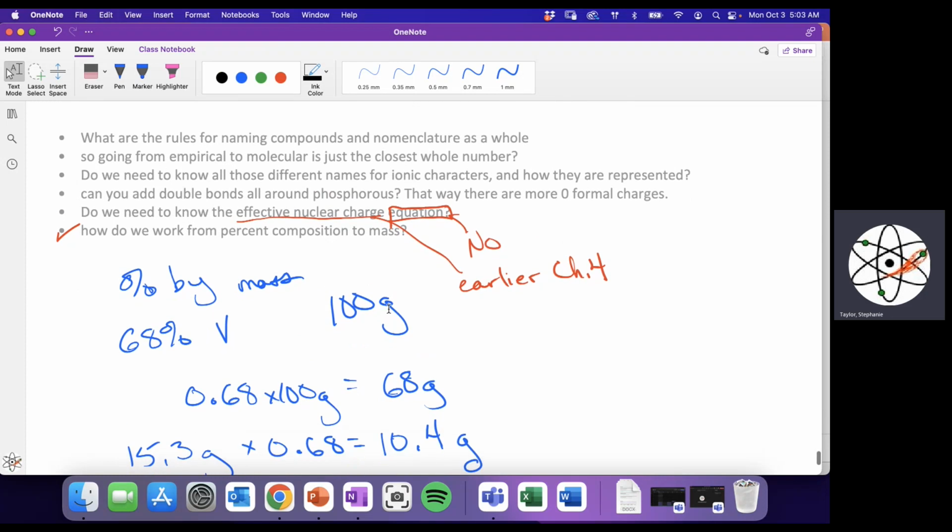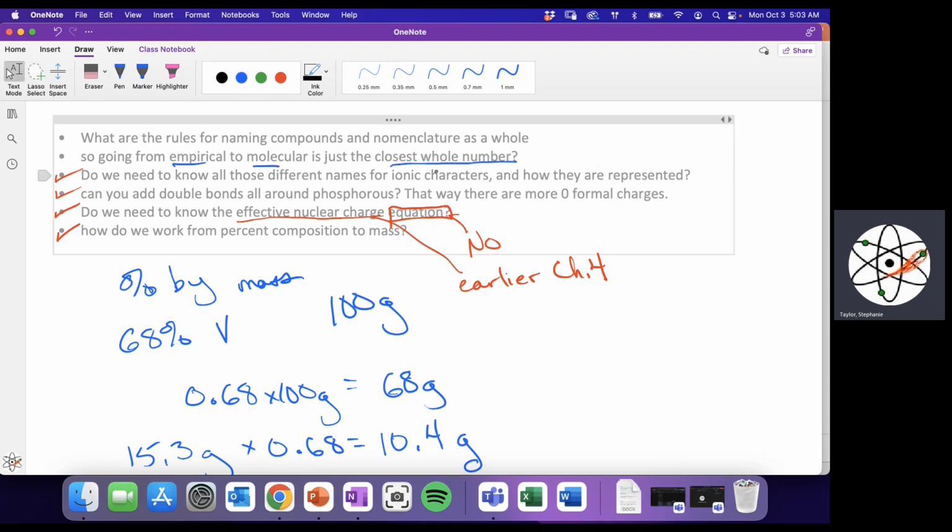Okay. So we did effective nuclear charge, which we don't need to know. We looked at adding all the double bonds of phosphorus and why we do not like that one as much. We talked about all the different names for ionic characters and that you are responsible for those. This one, going from empirical to molecular, is just the closest whole number. So short answer to that is yes.